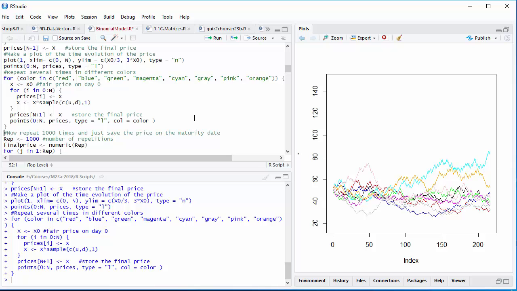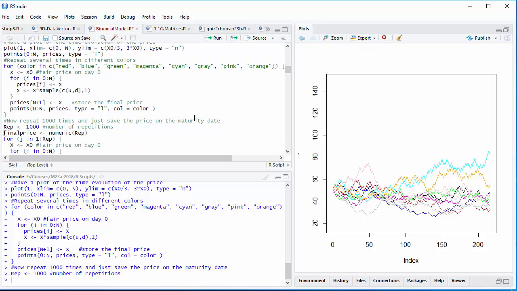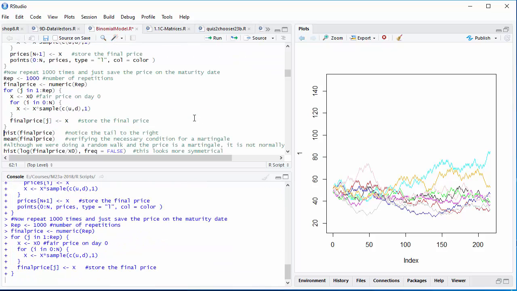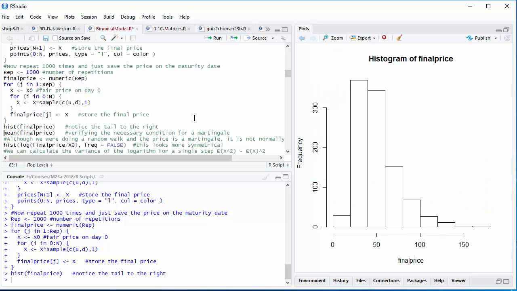Well, 7 times, 1,000 times, we don't have 1,000 different colors, but if I want to do 1,000 repetitions, I can store the result of those 1,000 repetitions in a 1,000 component numeric vector named final price, and I just run exactly the same code again. Now I've got an array of 1,000 final prices, and if I ask R to display a histogram, it becomes quite clear this is not well approximated by a normal distribution. There's a long tail to the right, and the reason is if a stock starts at a price of 50, it can never go below 0, but it can go up into the hundreds.